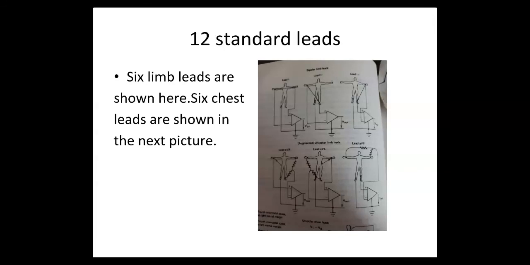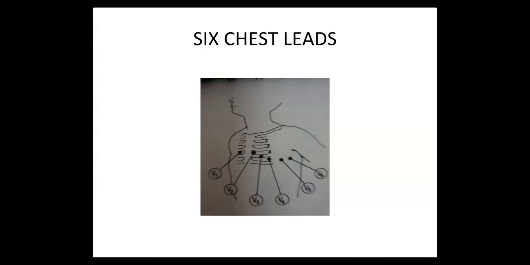The electrocardiograph is the machine used to record the ECG waveform. There are 12 standard leads, out of which 6 are limb leads and 6 are chest leads. The 6 limb leads are the 3 basic limb leads, lead 1, lead 2 and lead 3, and 3 augmented unipolar limb leads, AVR, AVL and AVF, shown in the picture. The 6 chest leads V1 to V6 are shown in the next picture.